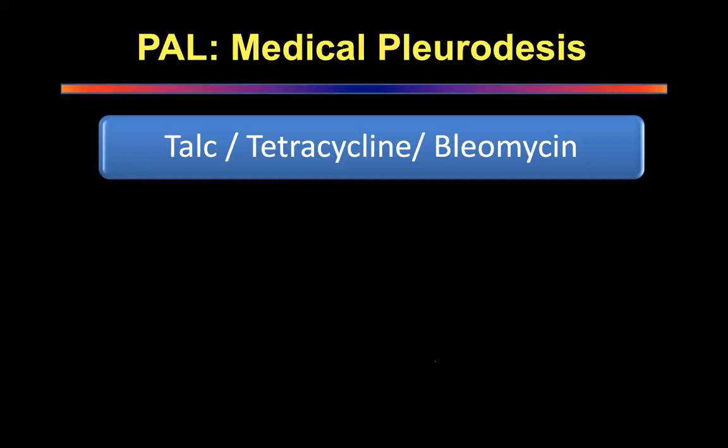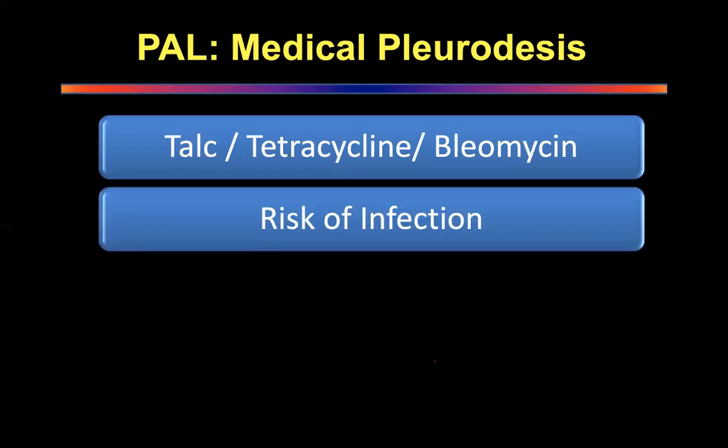The other agent which I have used is tetracycline. Tetracycline is now banned. It's almost not available in any market. Luckily, we've had some stock lying around which we've used in the past. But nowadays, it's difficult to get tetracycline. You have bleomycin as well, which can be used as a local pleurodesis agent to achieve pleurodesis.